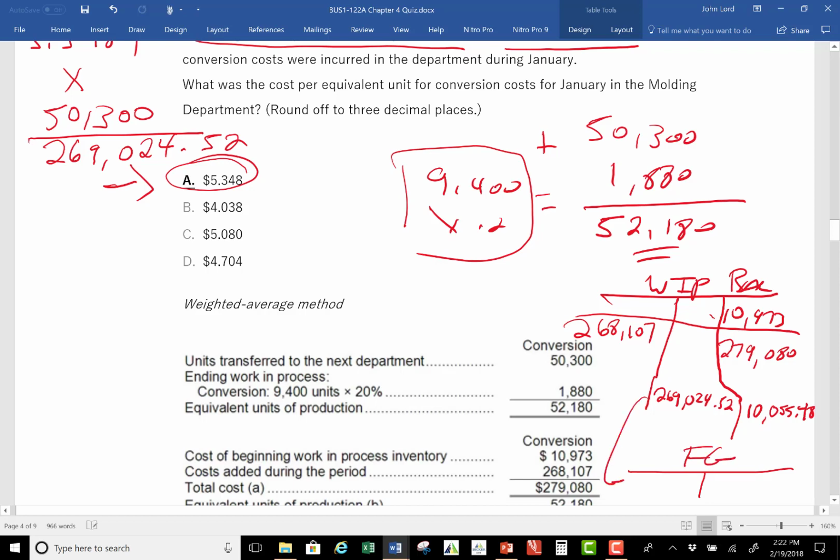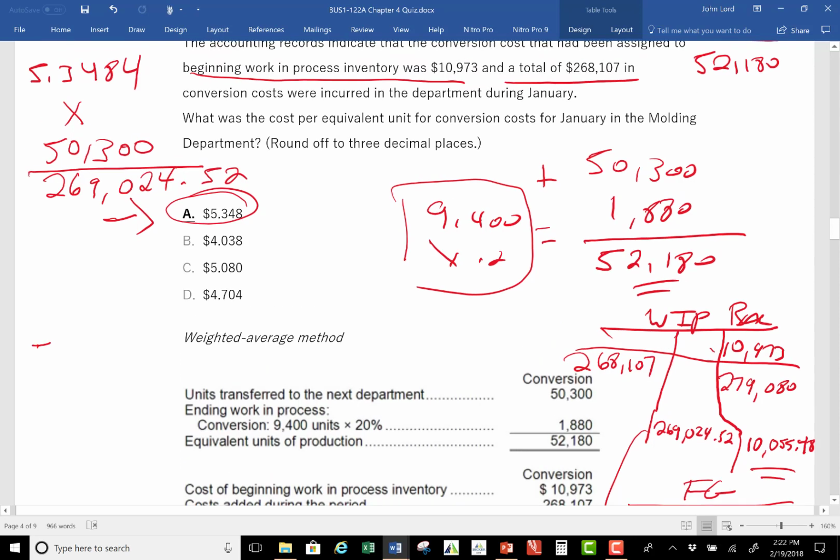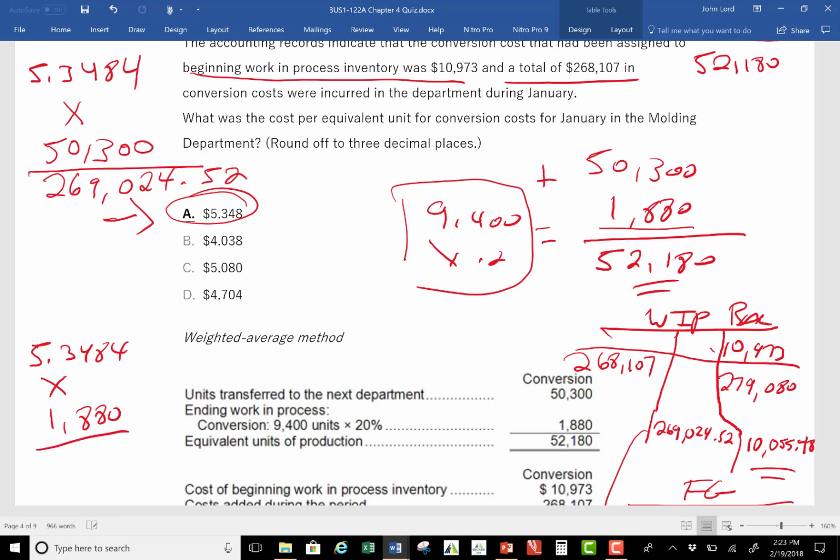Debit finished goods for that same number. I'm not going to rewrite it. It goes out of work in process and into finished goods, right? So can we check that ending inventory figure? We should be able to take the 5.3484 and multiply it times the equivalent units, which we said are what, 1,880? And we should get something pretty close to this number right here. It's a little rounding error.